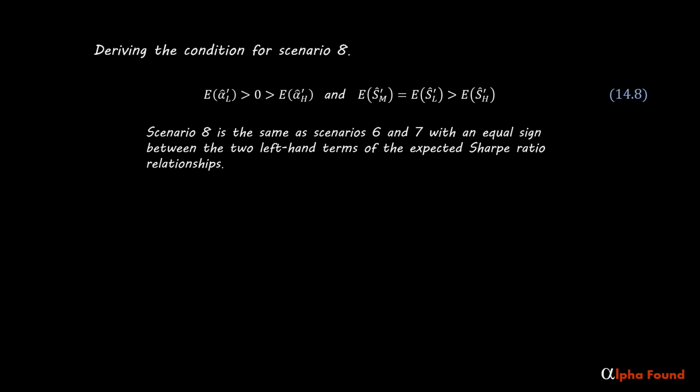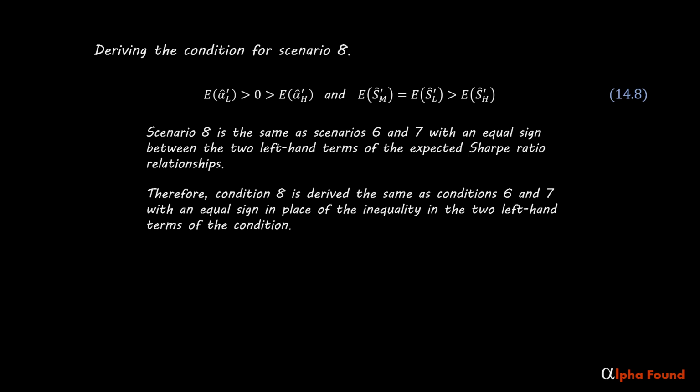Now let's construct condition 8 for scenario 8. Scenario 8 is the same as scenarios 6 and 7 with an equal sign between the two left-hand terms of the expected Sharpe ratio relationships. Therefore, condition 8 is derived the same as conditions 6 and 7 with an equal sign in place of the inequality in the two left-hand terms of the condition.